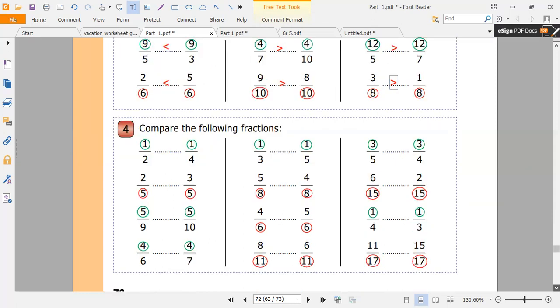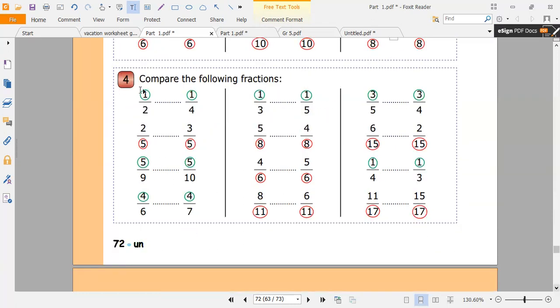Now in exercise 4, the same. In the first line, all the fractions have the same numerator, so we have to see if the fraction has a smaller denominator, so it will be greater. So here 2 smaller than 4, so 1/2 greater than 1/4. 3 smaller than 5, so 1/3 greater than 1/5. 4 smaller than 5, so 3/4 is greater than 3/5.